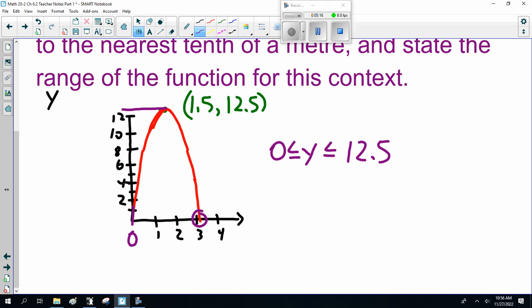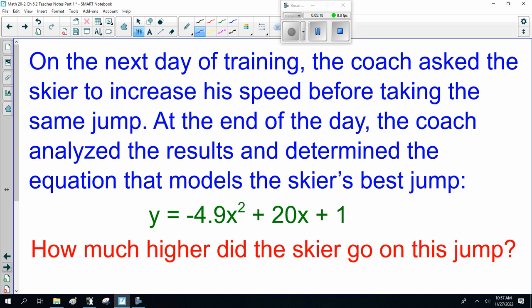Good. Now, on the next day of training, the coach asked the skier to increase his speed before taking the same jump. At the end of the day, the coach analyzed the results and determined the equation that models the skier's best jump, y equals minus 4.9x squared plus 20x plus 1. How much higher did the skier go in this jump? Well, let's graph it.